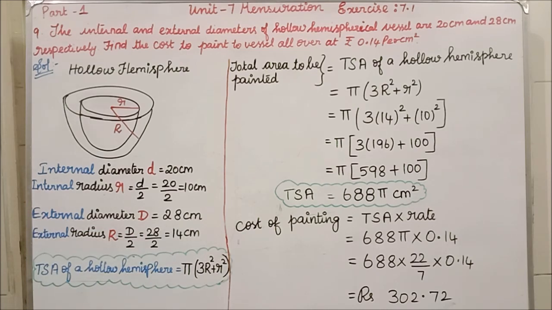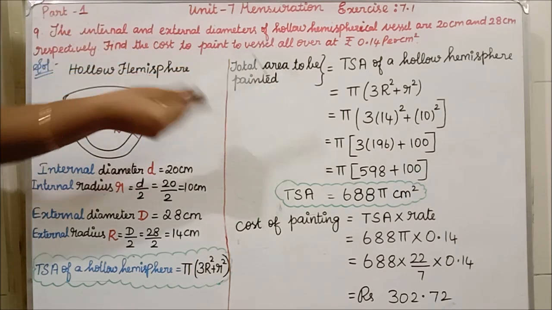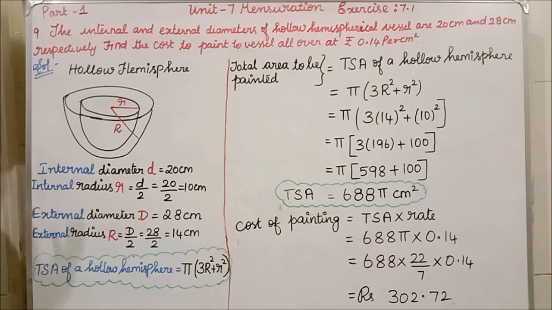Okay, now if you see in the question, find the cost to paint the vessel all over, means everywhere we are going to paint, not only inside. Inside, if they are saying, means that is the curved surface area. But all over they are saying, so we are not going to use the CSA formula, we are going to use the TSA of your hollow hemisphere. Why? TSA means total surface area. The question itself says all over, all over means totally. So the total surface area formula we have to apply here.